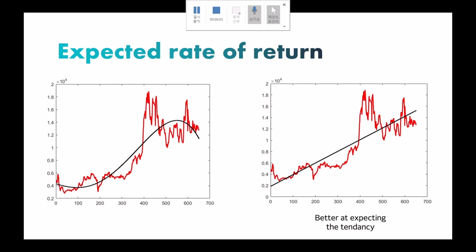And these are the 2 results using a 4th order polynomial and a linear function. We can say that the red graph has a tendency of increasing, but the left graph using the fourth order polynomial expects the rate to decrease, while the linear function expects the rate to increase. So we concluded that the linear function is better at predicting the tendency. And this problem shows up in many other examples too.